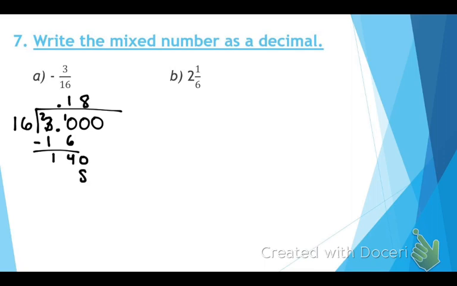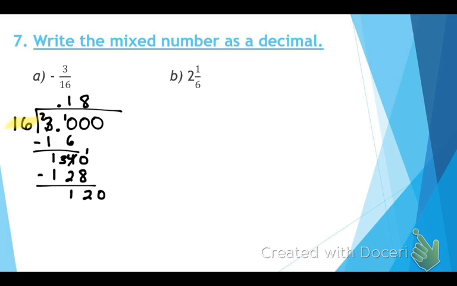8 times 6 is 48. 8 times 1 is 8, plus 4 is 12. When we subtract, we get 12. And is that smaller than 16? Yes, it is. So great job. Now we need to bring another 0 down. Once again, we're going to kind of guesstimate.